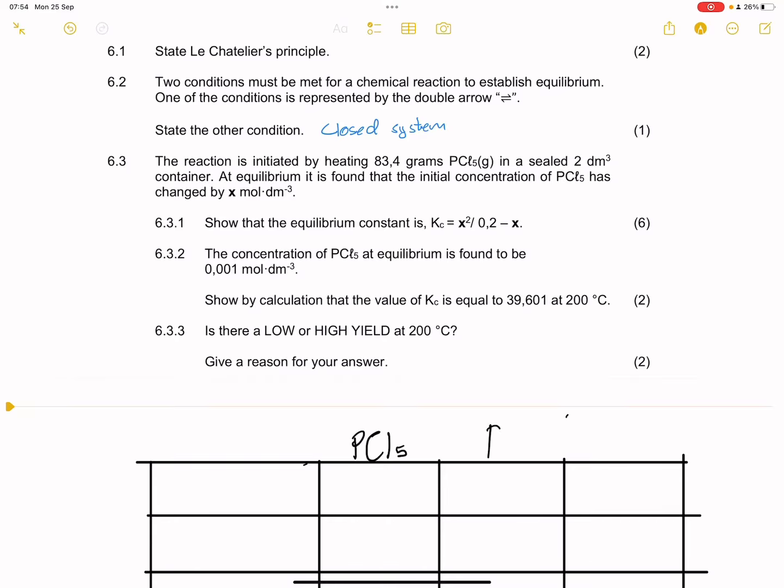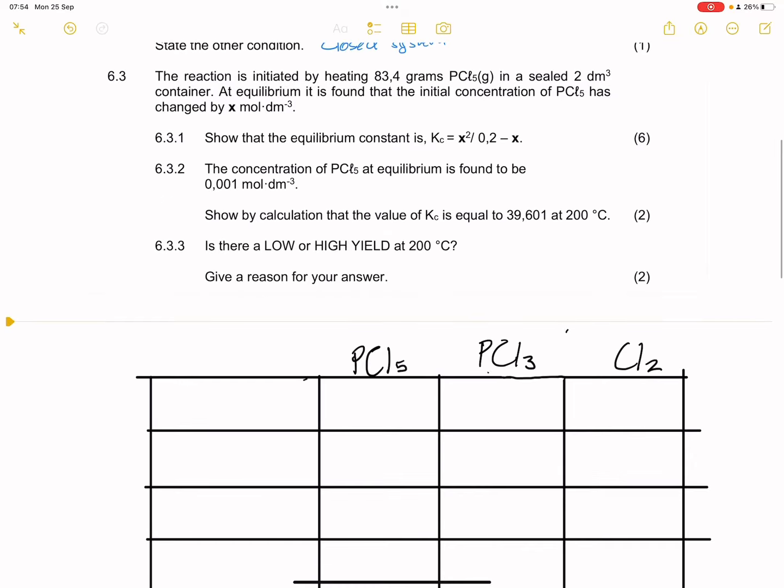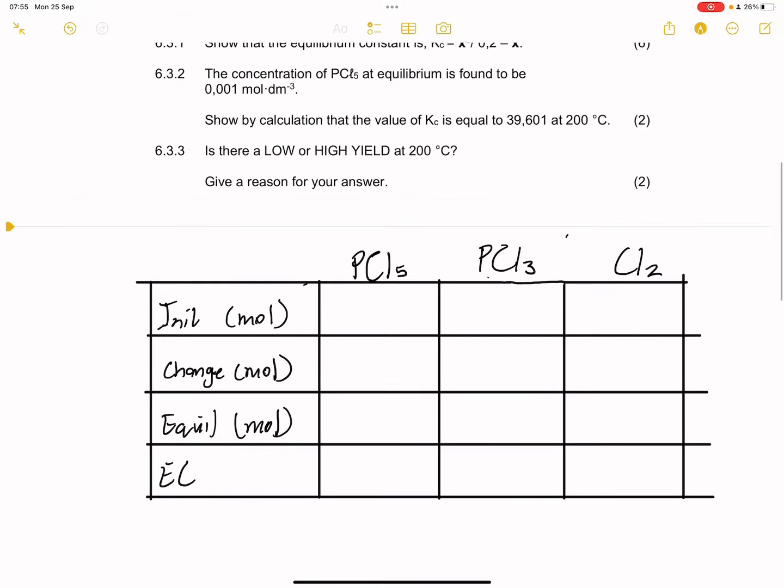So PCl5, PCl3, and Cl2. No, that was supposed to be PCl3. Let's fix that there. So in this case, we've got the initial moles, our change in moles, and our equilibrium moles. That's in moles, and of course our equilibrium concentration, which is in moles per cubic decimeter.